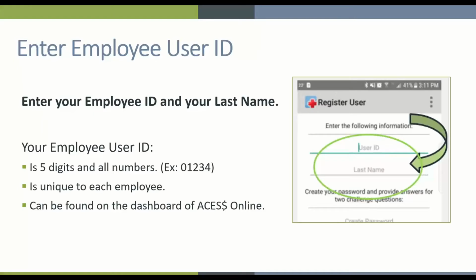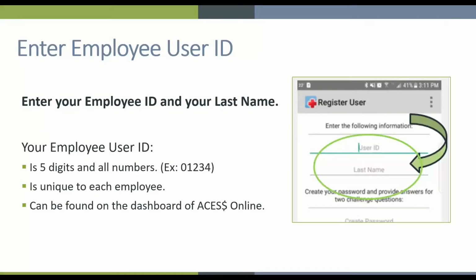Your employee user ID is 5 digits. It's all numbers, so 0, 1, 2, 3, 4, for example. It is unique to each employee, and it can be found on the dashboard of ACES Online. When the employee logs into ACES Online, you will see that there's an EVV user ID right on your dashboard. You can also, of course, contact ACES, and we will be able to provide that to you after you validate your identity. So employees enter their employee ID and their last name.